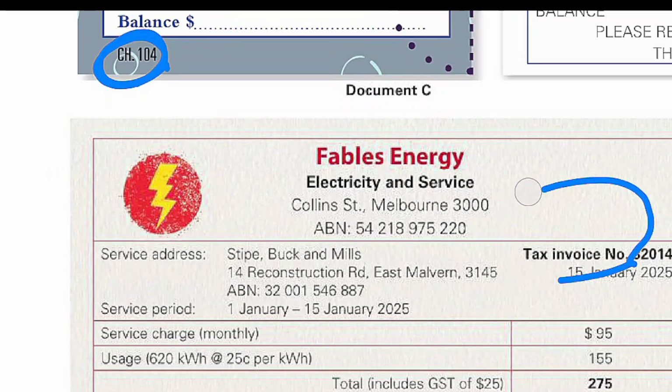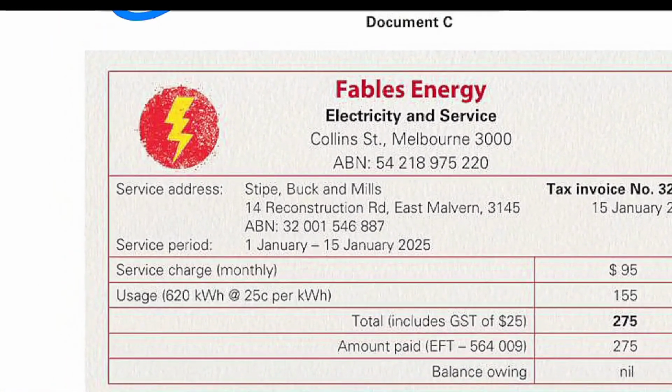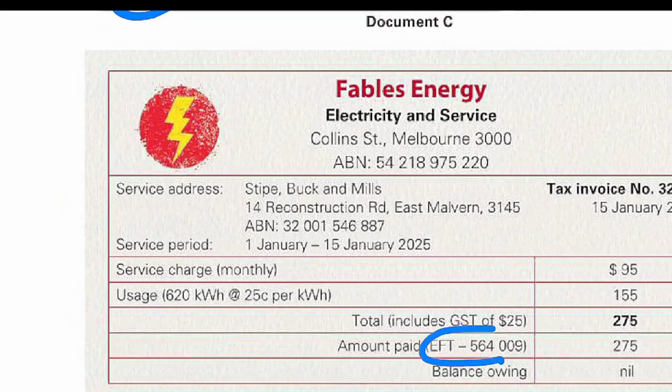Then what is it? Anybody knows? Nithuki, do you know? Receipt. It's a receipt. Setum, what do you think? Can't remember. Okay, this is a receipt, correct. How do we know it's a receipt? Because money has been received by this electricity company through an EFT. What is EFT?